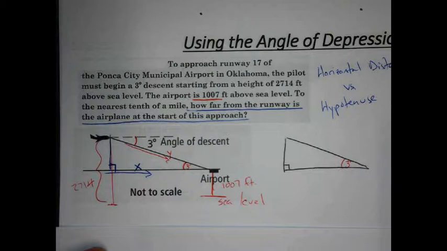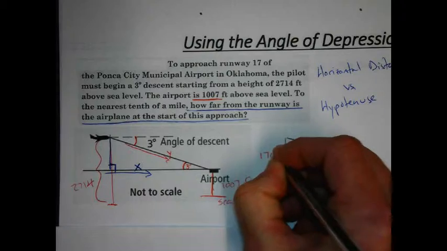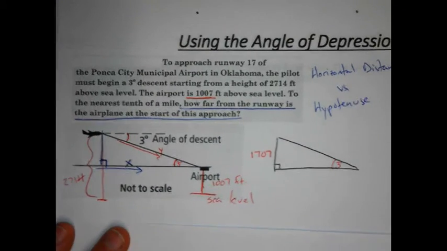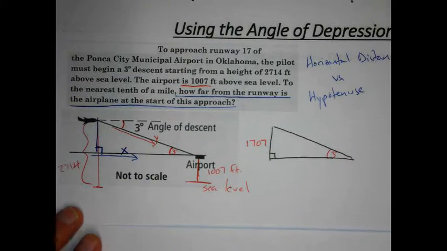If I know how to, I should be able to do this in my head. I just don't feel like thinking right now. So I'm going to subtract super quickly. And we have 1,707. And so our plane is actually 1,707 feet above the line of the airport. Not above sea level, but above the line of the airport.